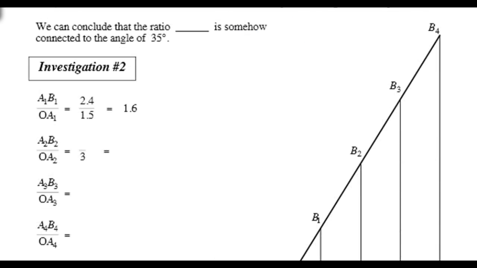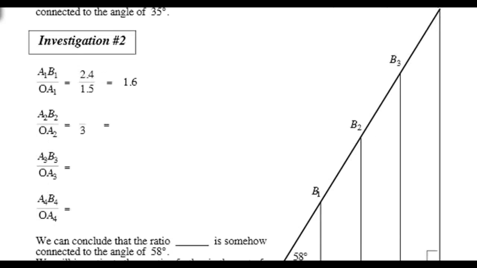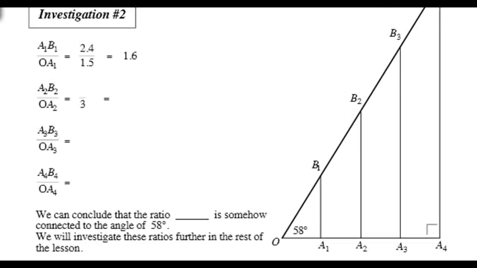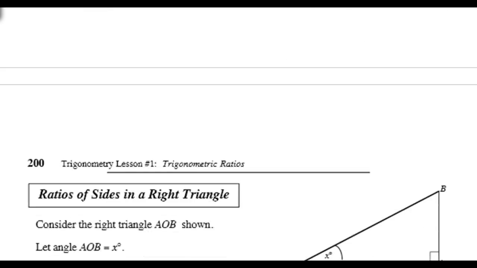Okay. Likewise, do the same thing for investigation number 2. In this case, we have an angle of 58, and you're going to be measuring these distances over here, these line segments, and how they relate to these line segments over here. Okay, moving on.